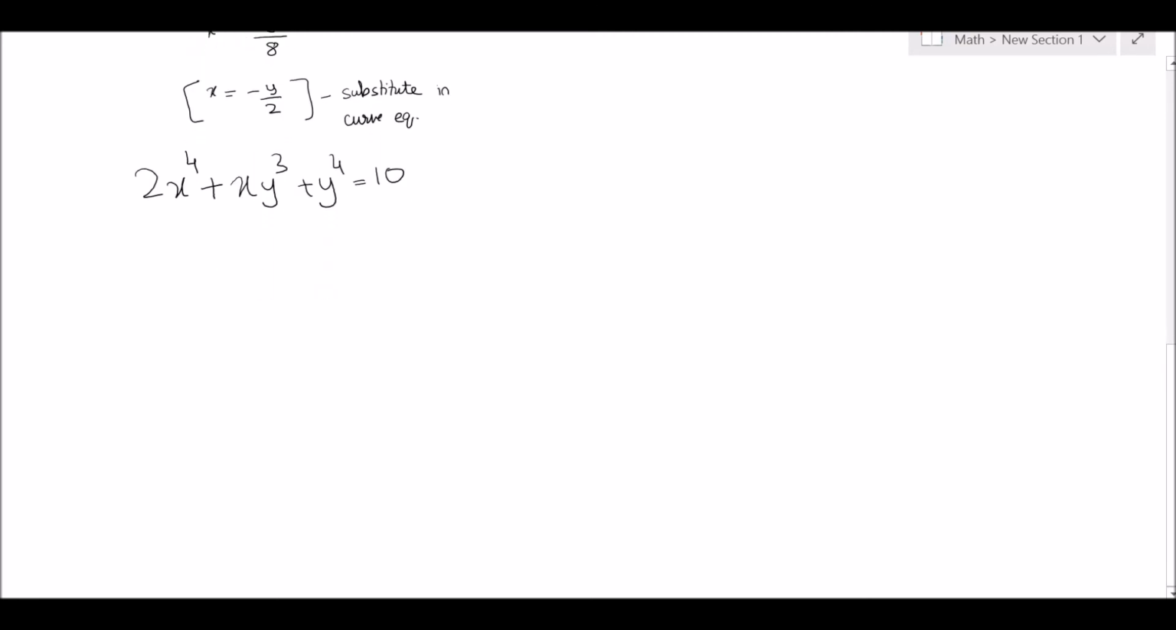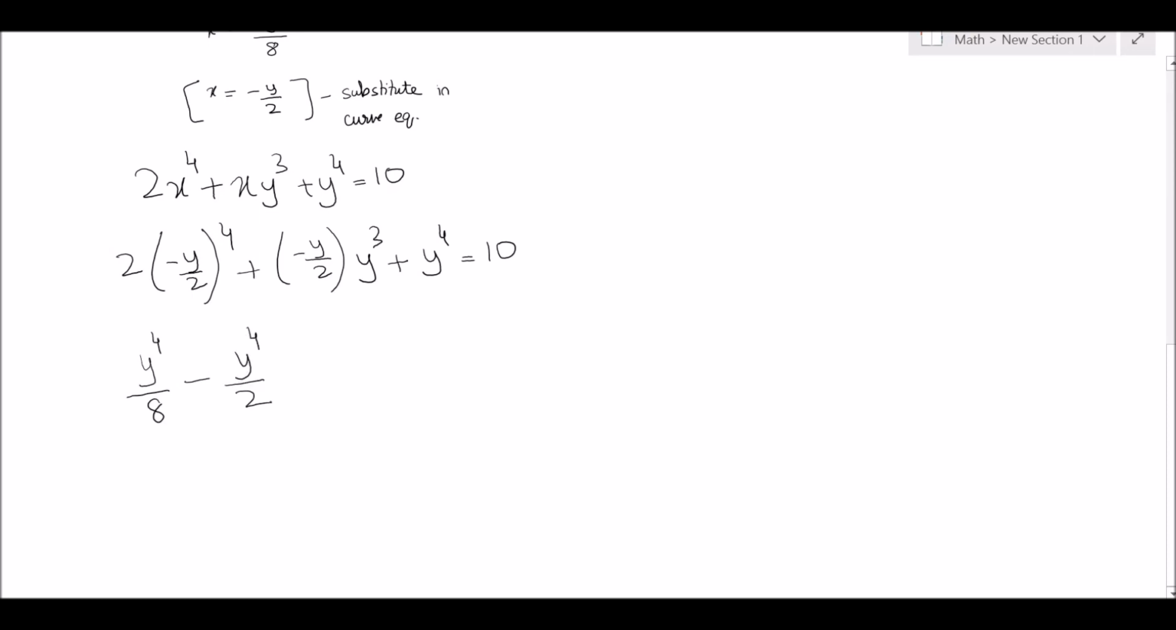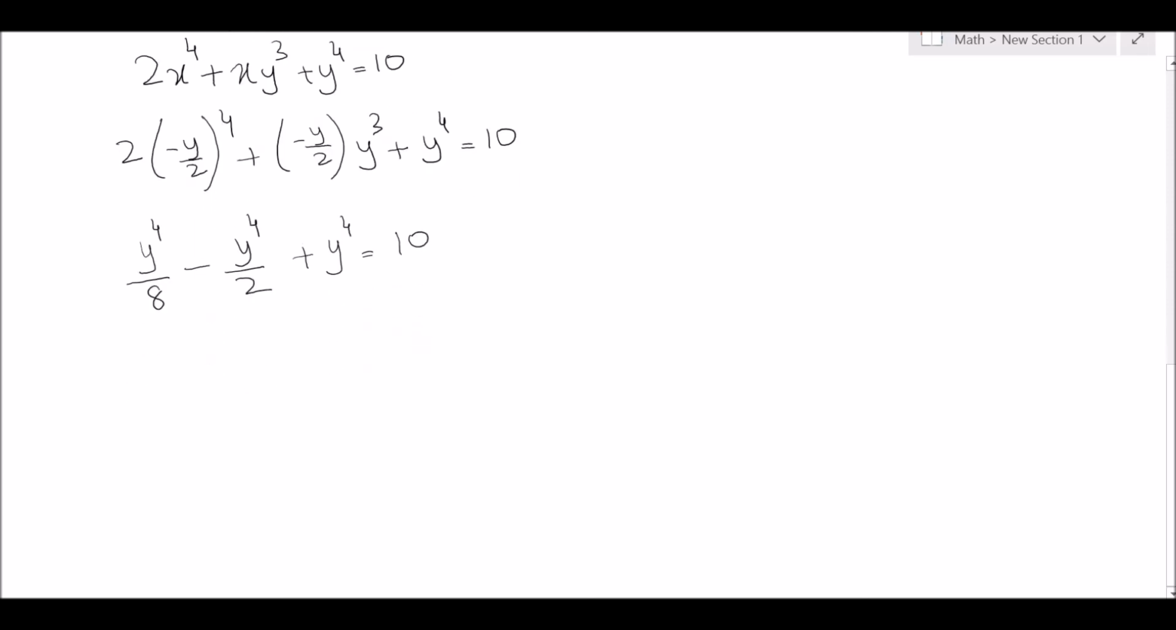So now we're going to substitute the x. So we're going to have something like this. Now we can simplify this equation and we will be left with y4 over 8 minus y4 over 2 plus y4 is equal to 10. Now we can further simplify and we will get 5 over 8 y to the power 4 is equal to 10.